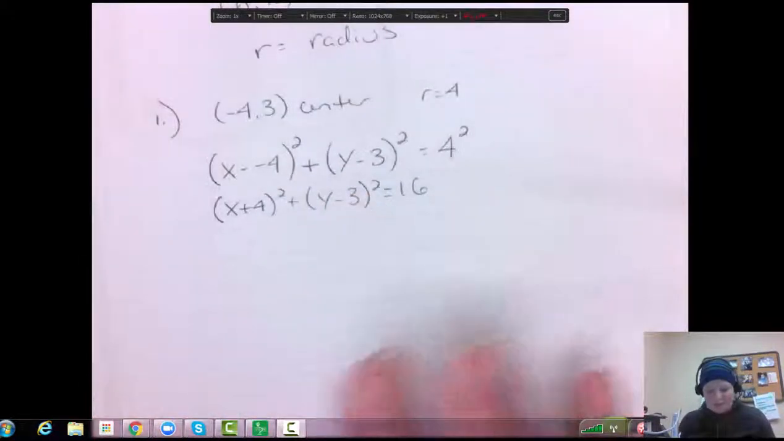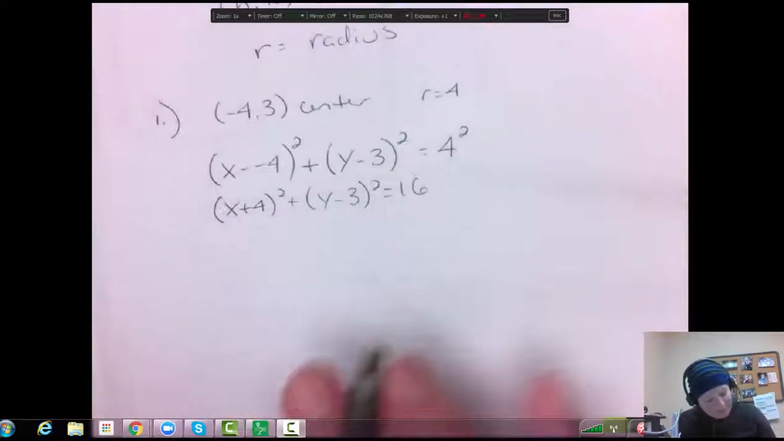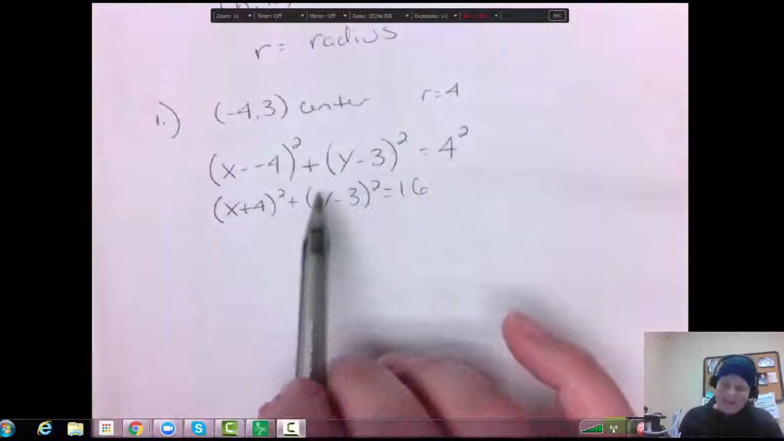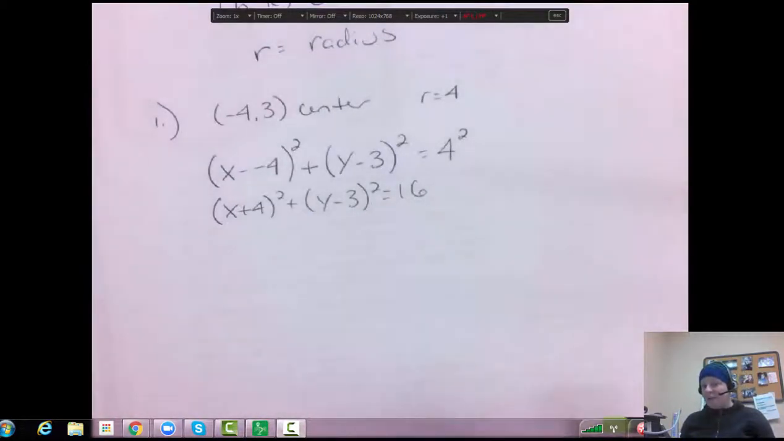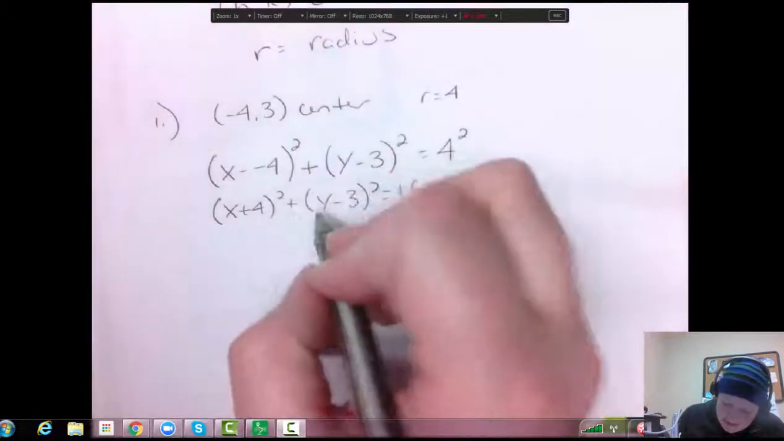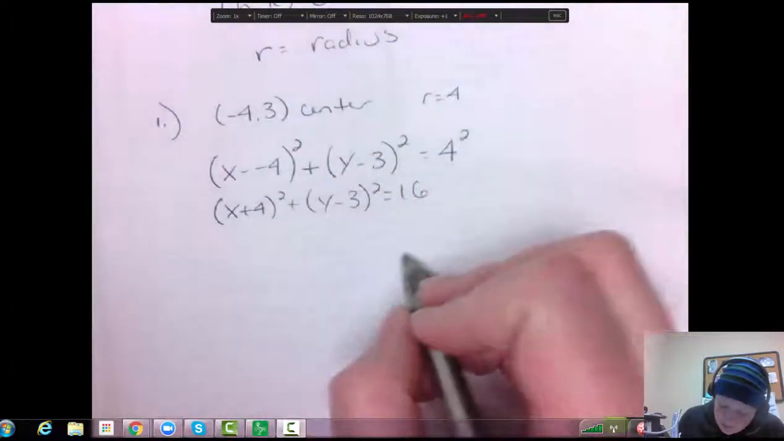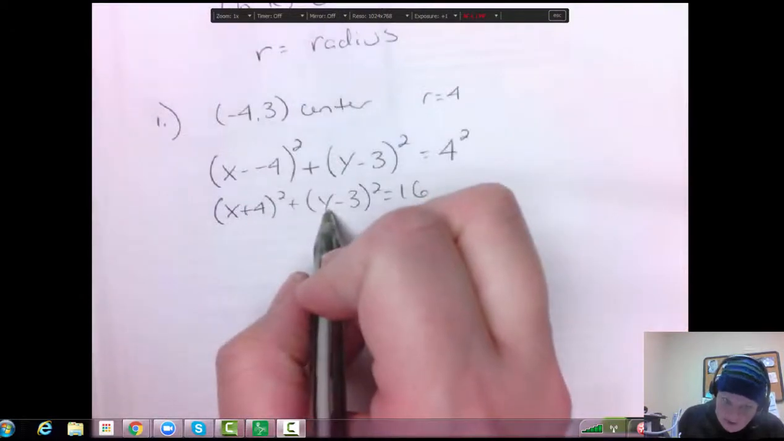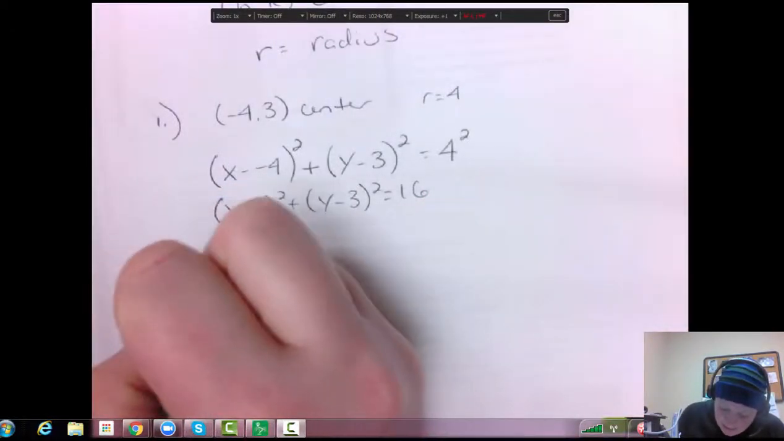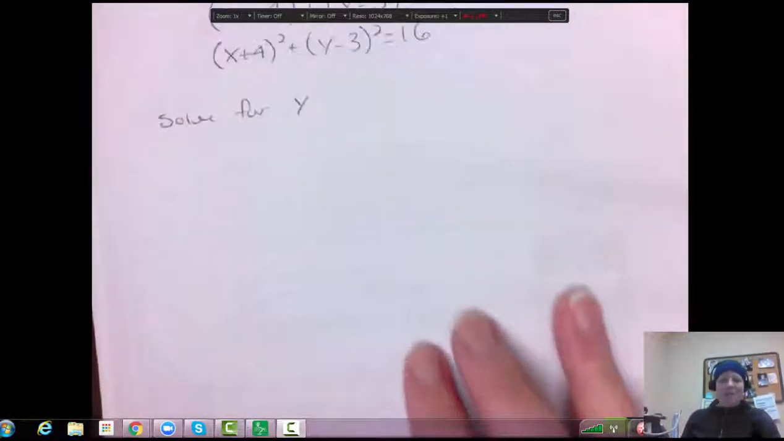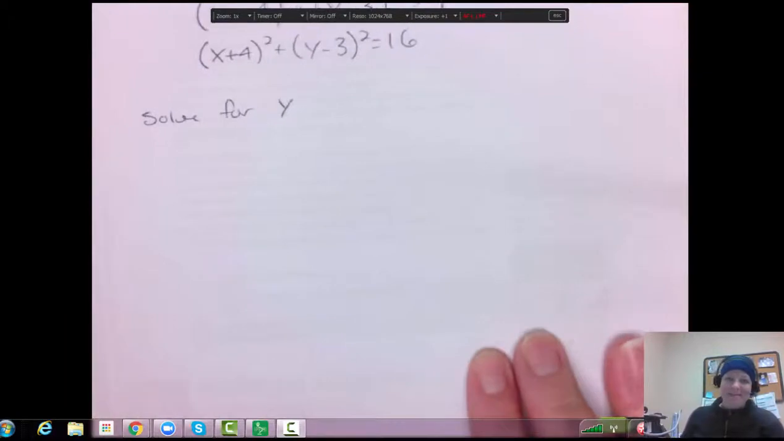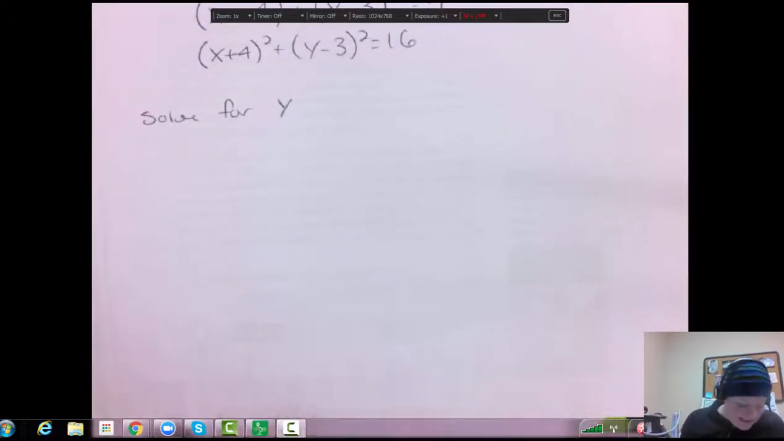Another thing you could do, which is not real pretty, is this. If we wanted to put this in a graphing calculator that only takes y equals, you could solve for y. It's pretty ugly, but we could do it. We'd want to subtract the (x plus 4) squared over so that we're solving for y. I'm showing you this, but I really don't think this is the best method to graph it, but it does work.